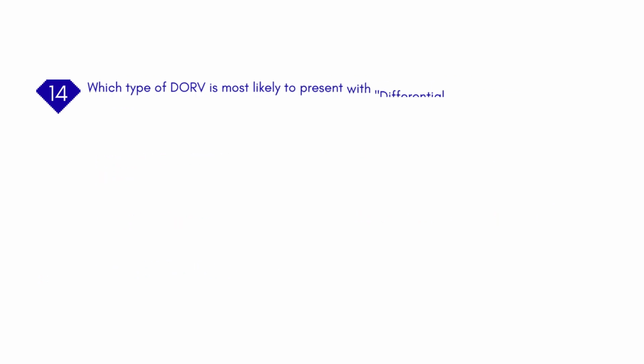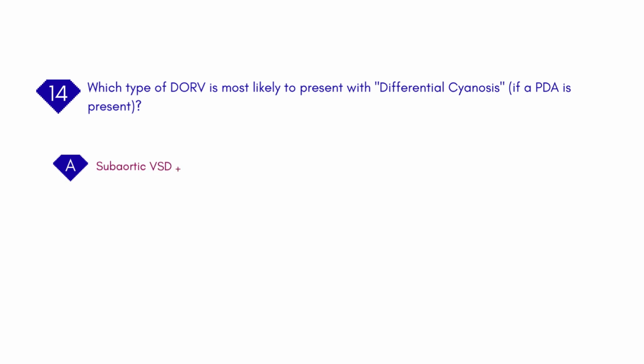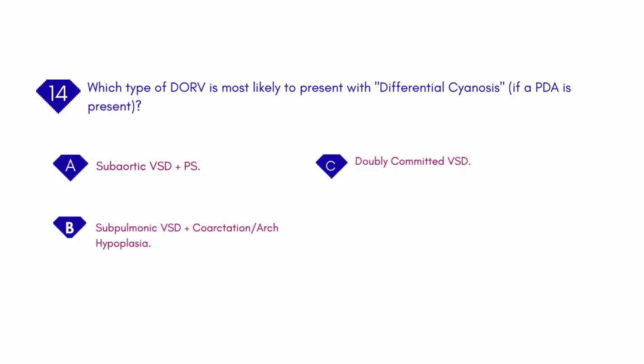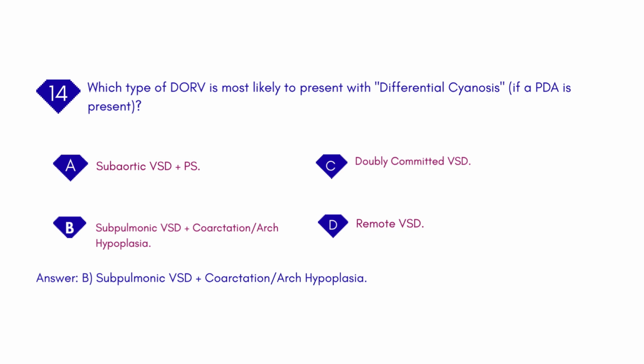Which type of DORV is most likely to present with differential cyanosis, if a PDA is present? A. Subaortic VSD plus PS. B. Subpulmonic VSD plus coarctation/arch hypoplasia. C. Doubly committed VSD. D. Remote VSD. Answer: B. Subpulmonic VSD plus coarctation/arch hypoplasia.